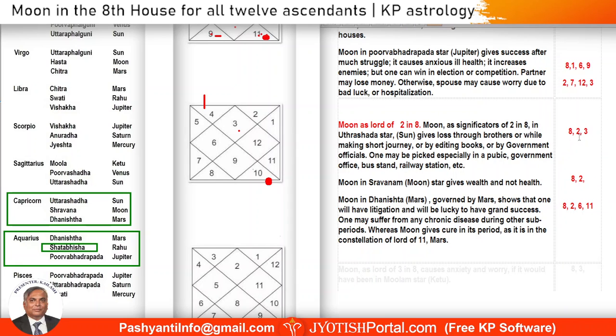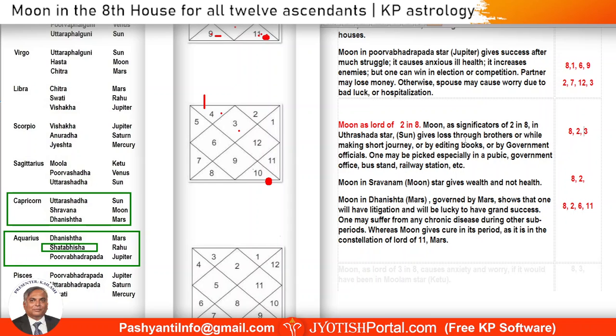Now the first is when the moon is in the star of Sun. So why 8, moon is in the 8. And the second is because moon is the lord of the second. And then the third house, because moon is in the star of Sun. So it represents the third house.